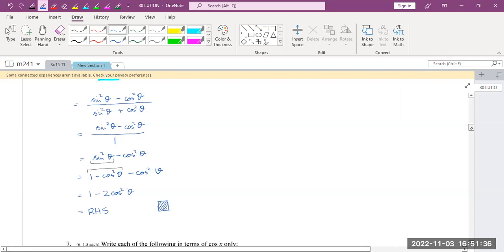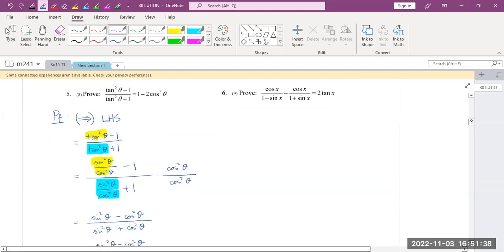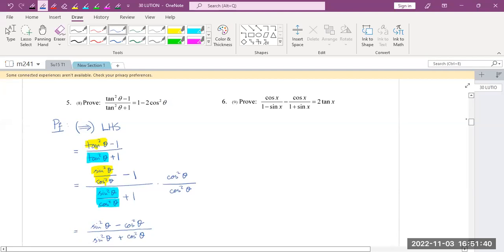Now, how about number 6? Oh, that's another hard one. You see that the left-hand side is harder, more complicated. So we know that's where we're going to start. We start from the left-hand side. Copy down that left-hand side first.